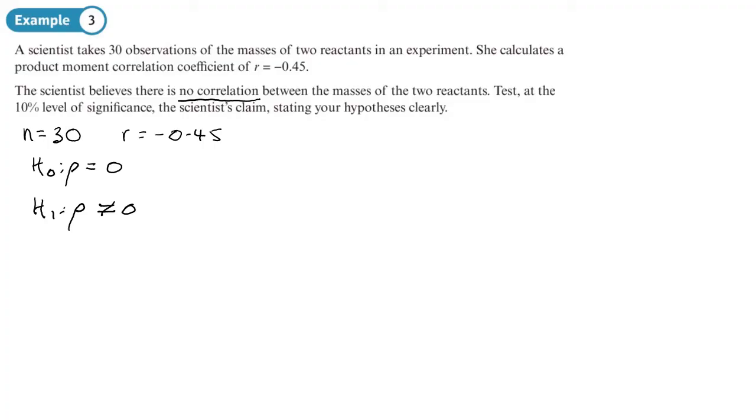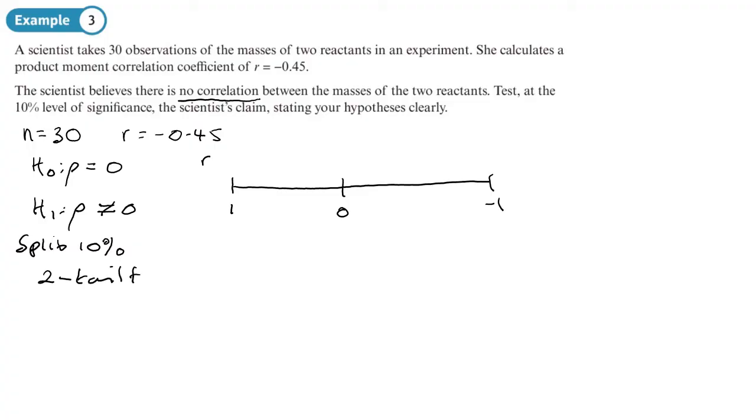Now, I find it handy to draw a number line to help me work it out. So if I draw a number line like this, this is what I'm going to put my value of R on, and I had 1, 0, -1, and because this is no correlation here, or some type of correlation, I need to split the 10%. Yeah, this is a two-tail test. So I need to go to the table, I need to go to the 5% column, and I need to go to the sample of 30 row, and I should find a value of 0.3061 in your table.